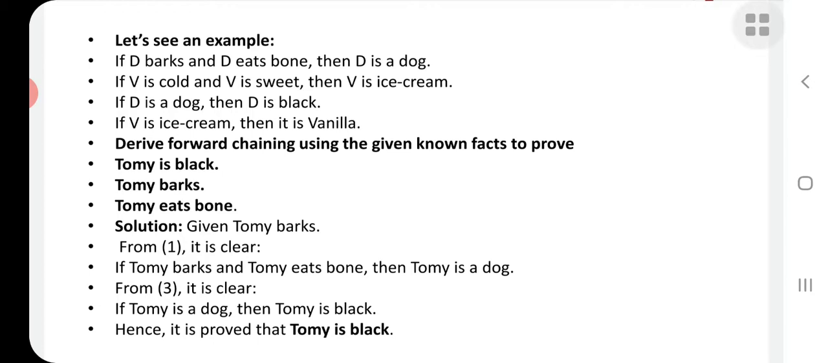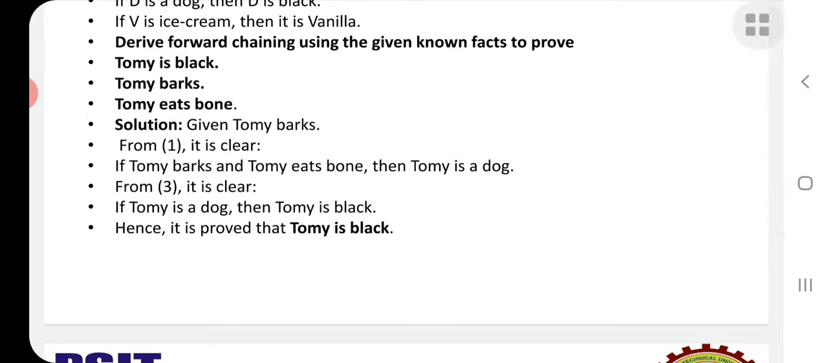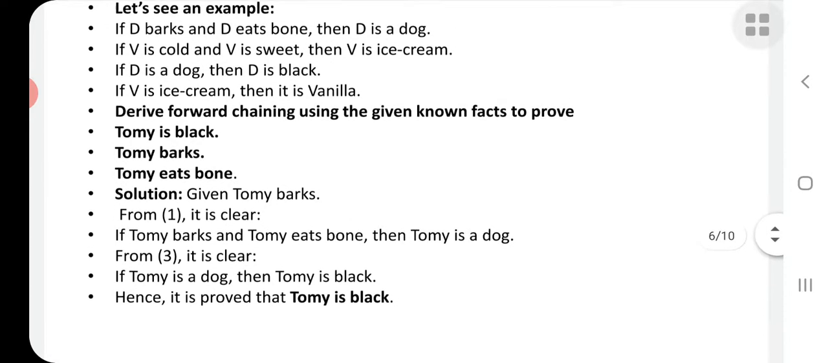That means a total of four statements are given. With the help of these known facts, you have to prove that Tommy is black, Tommy barks, and Tommy eats bone. Okay, now discuss the solution. Now I'm going to discuss the solution of this problem.